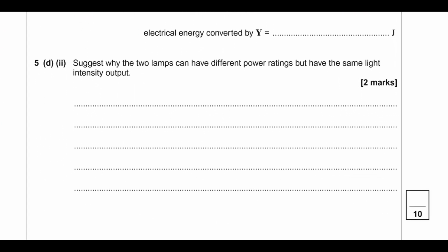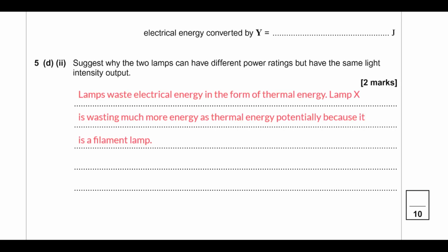Suggest why the 2 lamps can have different power ratings but have the same light intensity output. So this is all to do with the energy wasted by a bulb. First thing, lamps waste electrical energy in the form of thermal energy. So although they produce light, the older bulbs anyway certainly produce a lot of heat too.